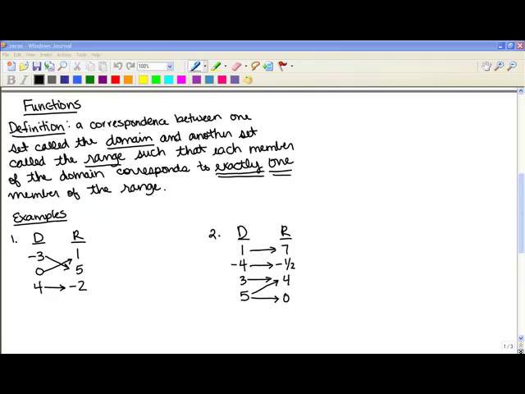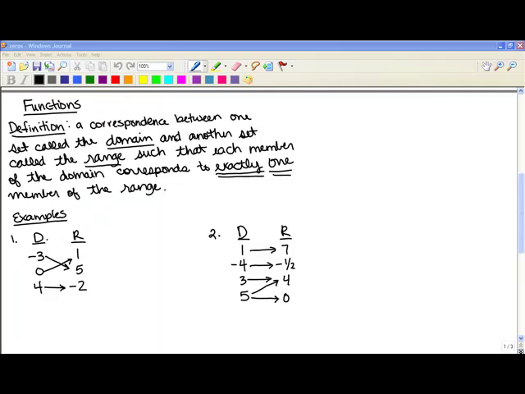Alright, so what this really means is that we have a domain with some numbers. We also have another set of numbers called the range. And really the domain are x values and the range are y values. Each member in the domain, each number there, must correspond to only one number in the range. That's the idea. I have two examples written down.